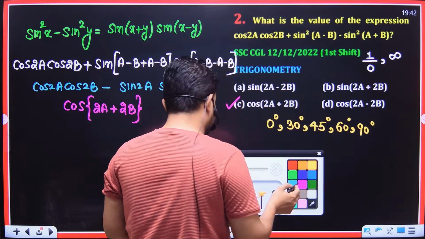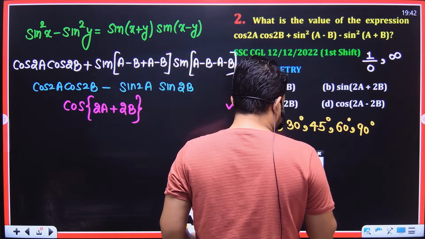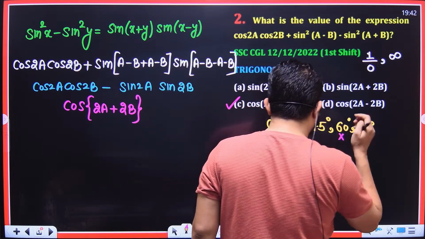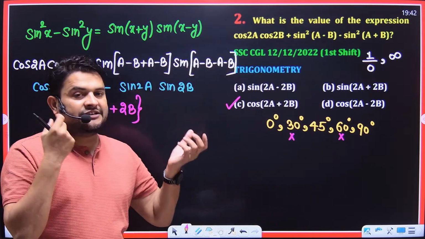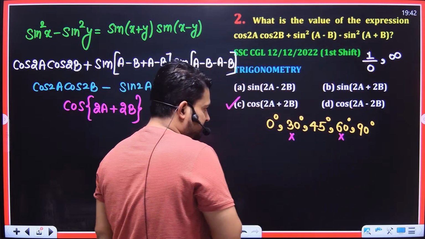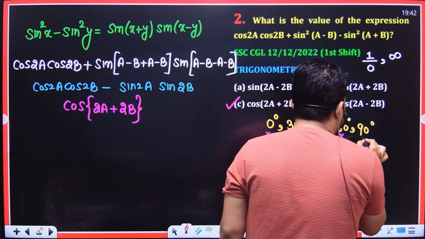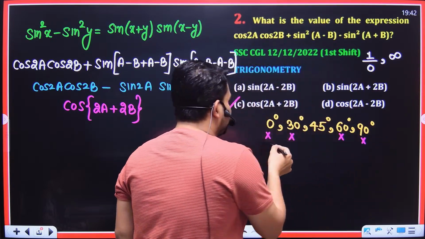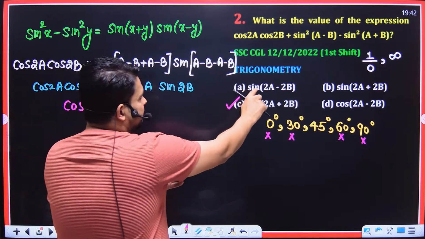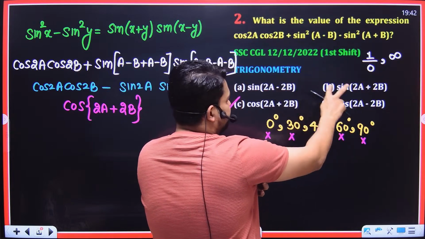If I put 0, I will not put 30 degree, nor will I put 60 degree. Why? I have to leave these values because they will give me an extra root 3, and if root 3 is there, then this will become more complex. So neither will I use 0 degree, nor 90 degree. If I use a equal to b equal to 0 degree, then here 0 minus 0, sin 0 is 0. Here we have 0 plus 0, sin 0 is 0. So two options have the same values.